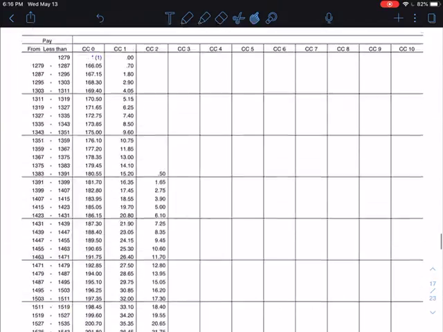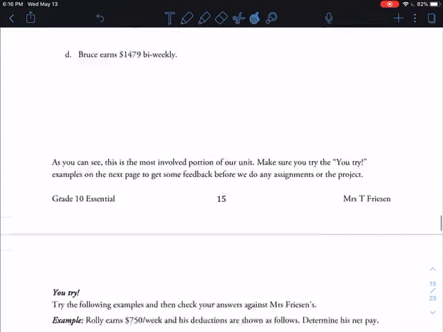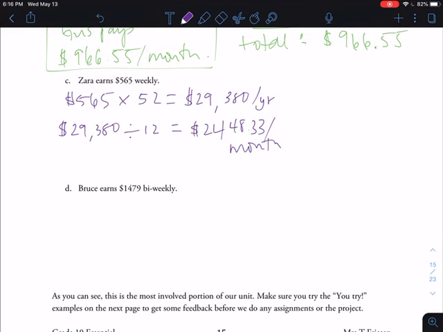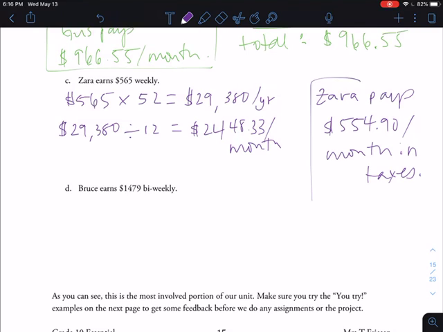So I can scroll back up, and we can say our final answer here. Zara pays $554.90 per month in taxes. Remember to round to 2 decimal places when you talk about money. Very important. All right, and last but not least, we have Bruce.